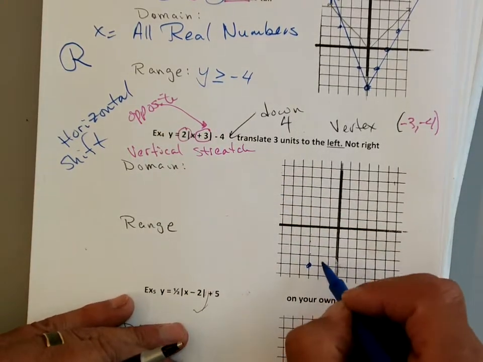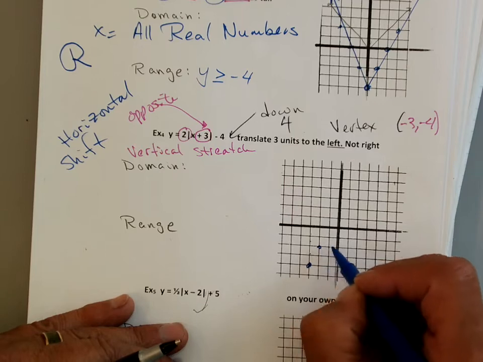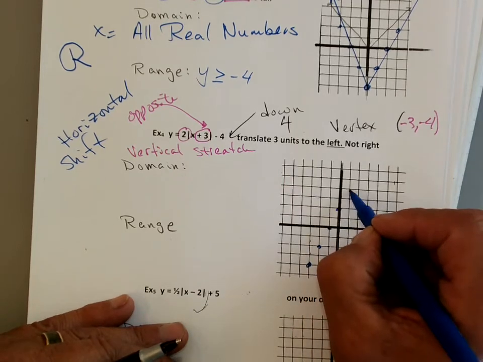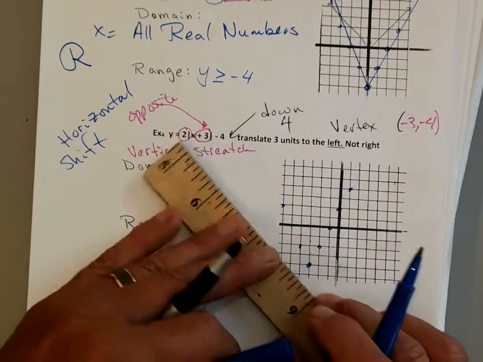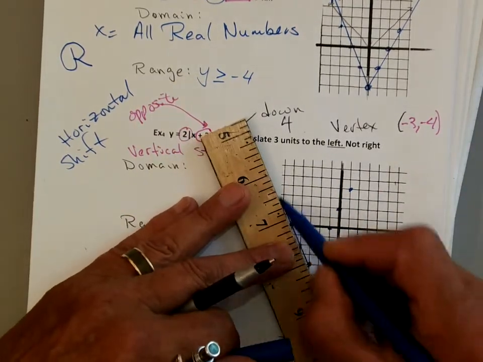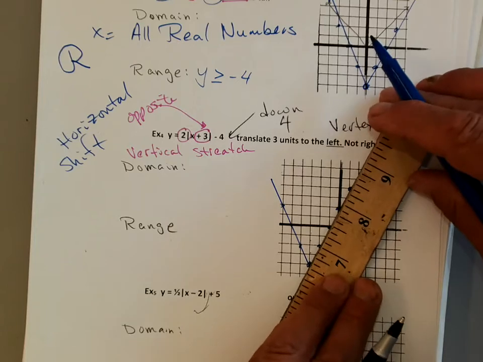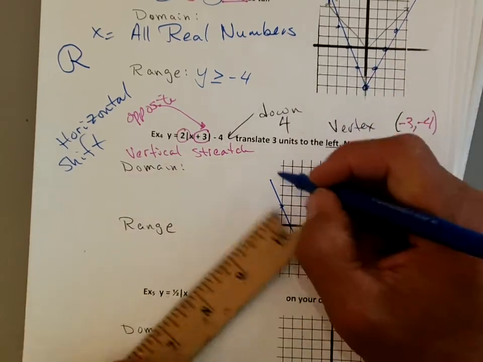Okay, so now it's twice as tall. So up 1 over 2, it's a vertical stretch. Up 1 over 2, it's like slope. Up 1 over 2, up 1 over 2, and the same thing over here. And then there we got it. Go like that, and go like that. Okay, there it is.